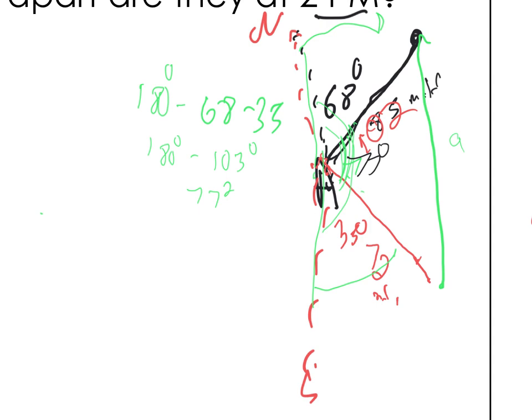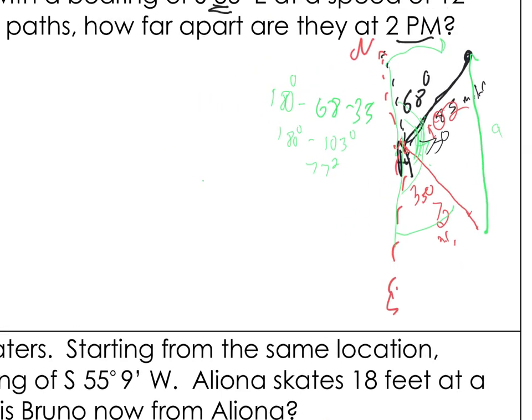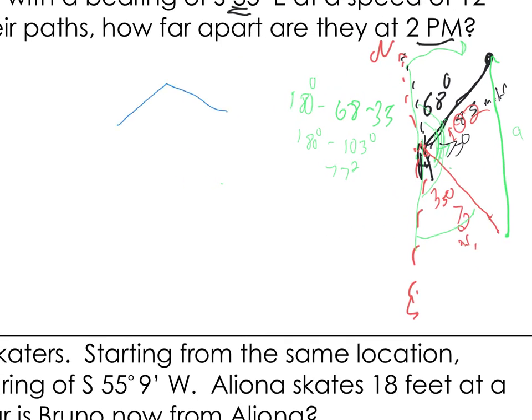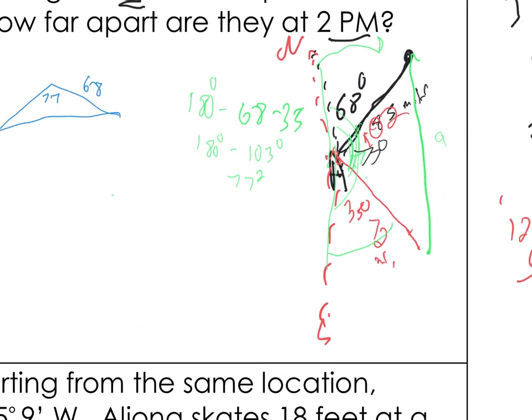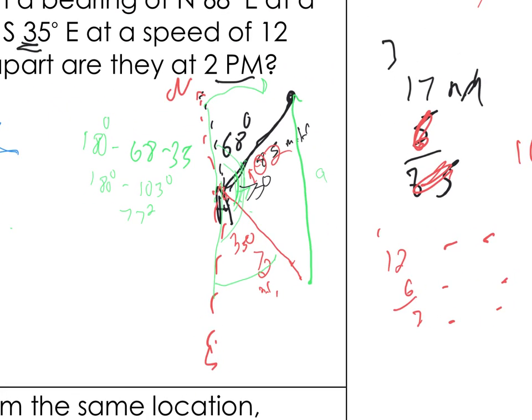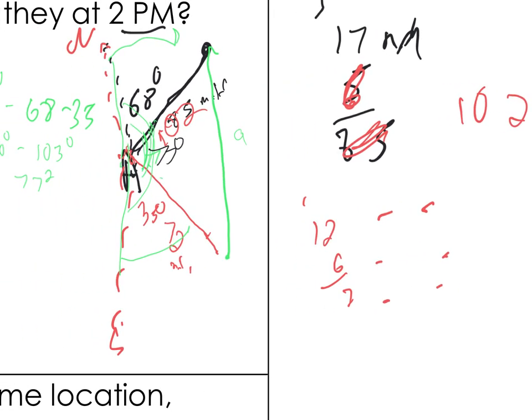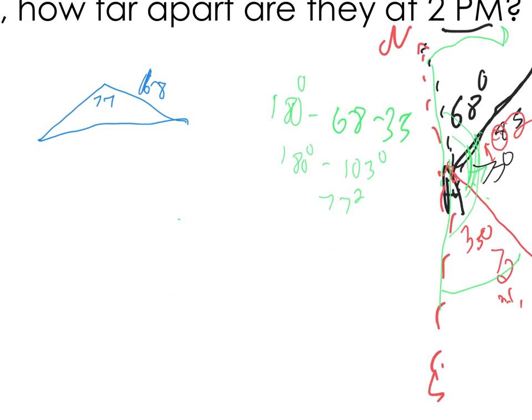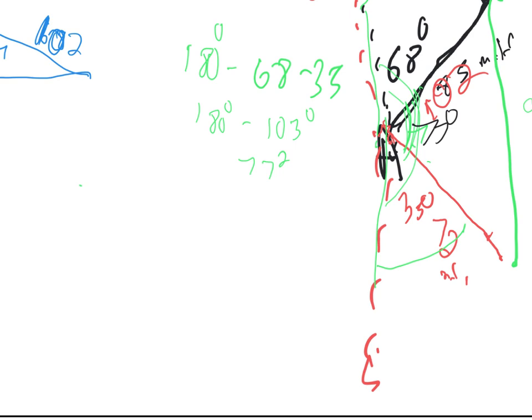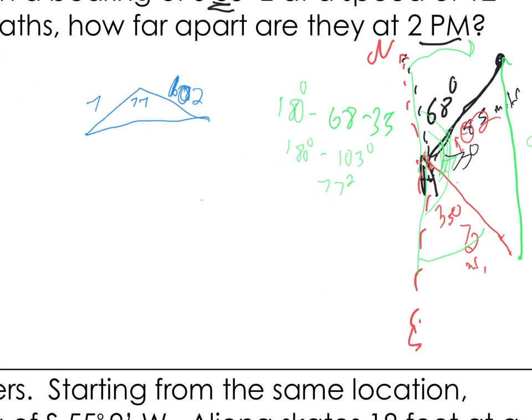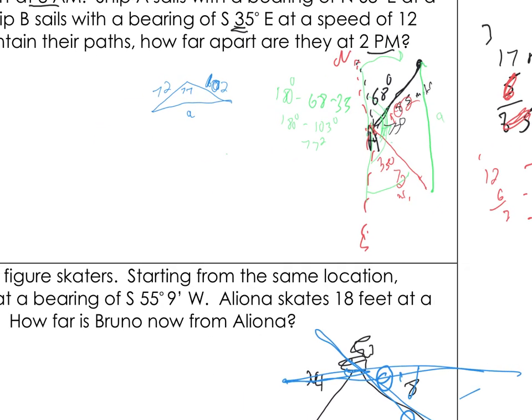So maybe just a simple picture to make it easy to see what's happening. 77 degrees. One side, I did the math wrong, remember? It was 102 miles, wasn't it? 102. And the other distance was 72, 12 times 6 was 72. So there it is, 72. And I'm looking for A right here. Okay, it took long enough just to draw the picture, but that's fine.